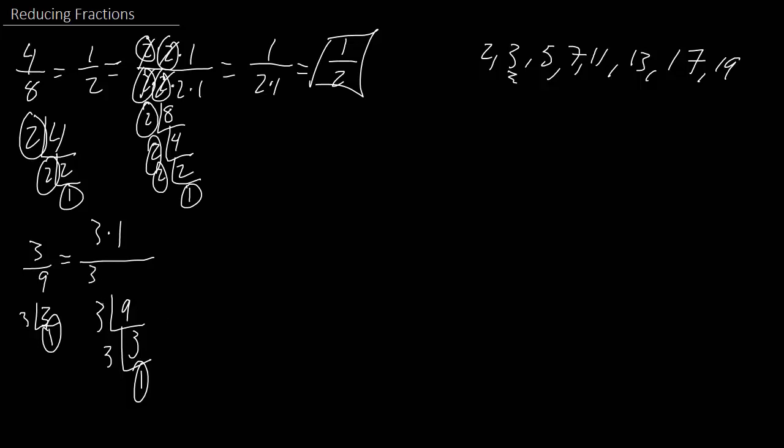Okay, so 3 times 3 times 1. Okay, so we just cancel these 3's, and we're left with 1 over 3 times 1, and that's going to be 1/3. That's our answer for that.